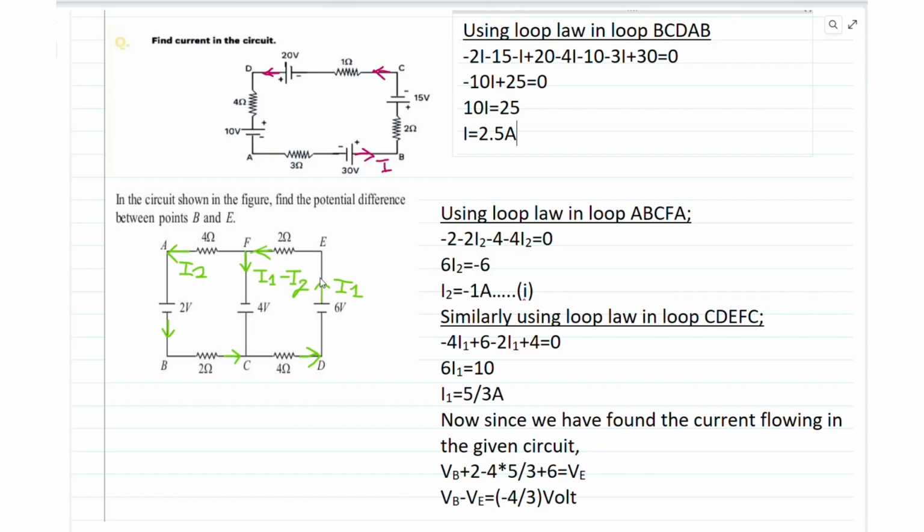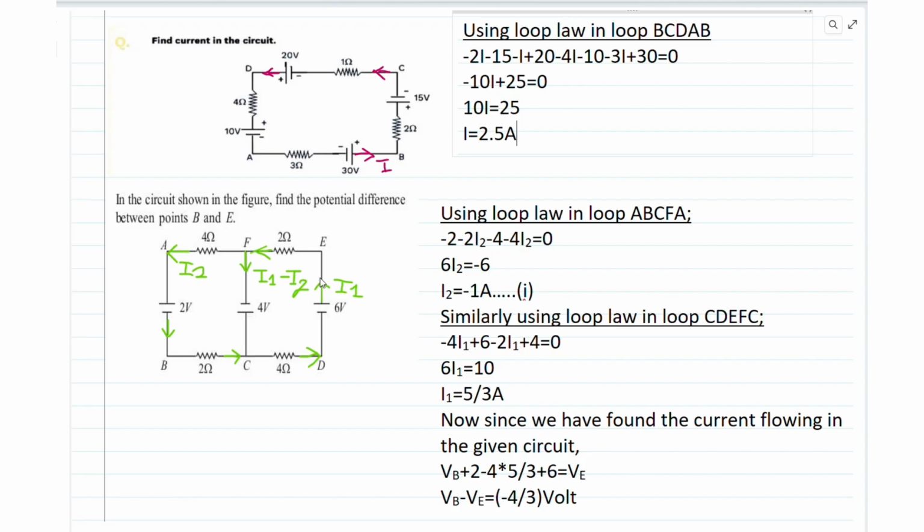So we'll get 6 I2 equals minus 6, and then I2 equals minus 1 ampere. And yeah, that's again a negative sign. The negative sign denotes that the direction which we have chosen in the loop A, B, C, F, A will not be the right direction. The current will flow in the direction opposite to the direction which we have assumed, that is, opposite to the direction of I2.